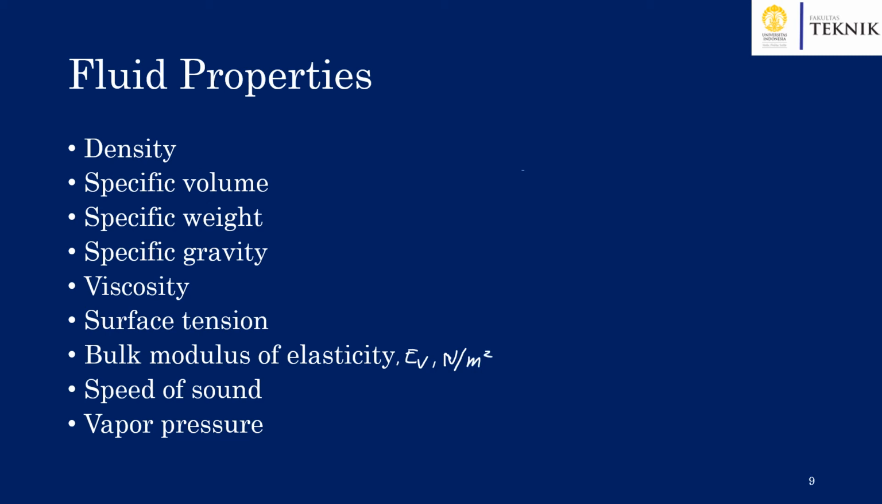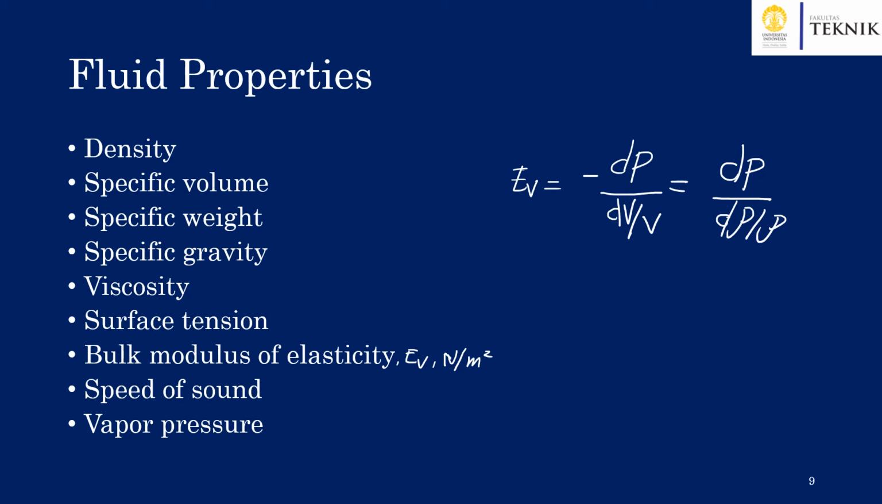The bulk modulus of elasticity is a property that can be used to characterize the compressibility of a fluid. Normally it is written as EV, and it has a unit of Newton per square meter. Mathematically, the bulk modulus of elasticity can be written as the negative ratio of the change in pressure divided by the change in volume per initial volume, or it equals the change in pressure divided by the change in density divided by the initial density.